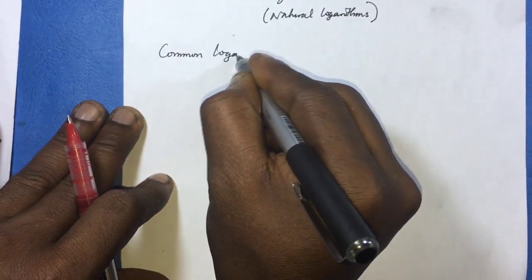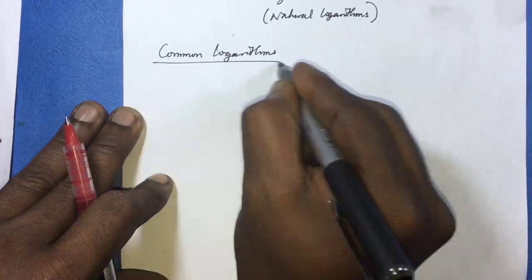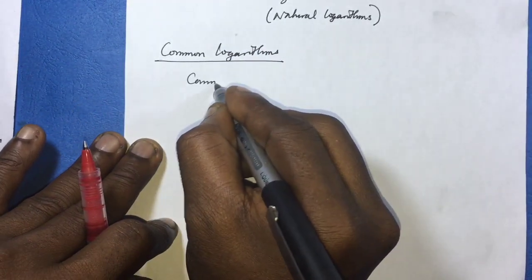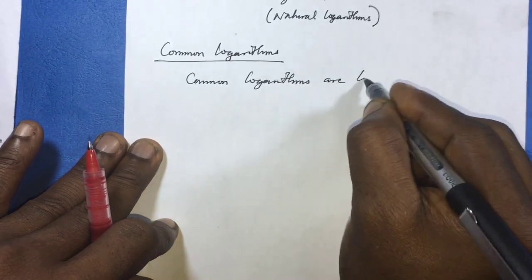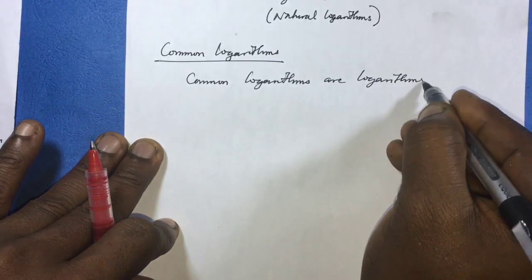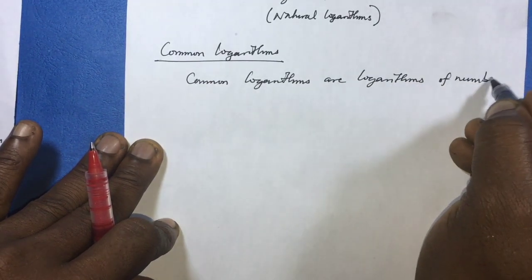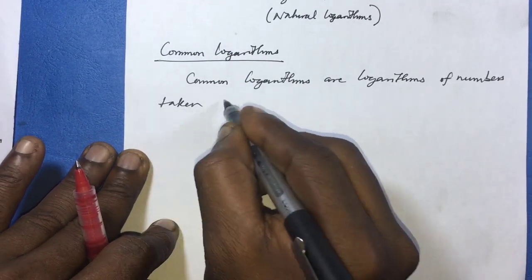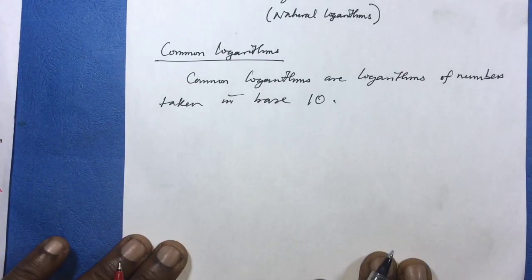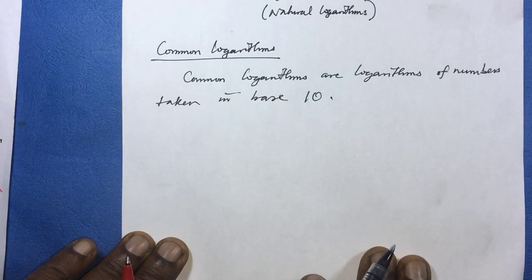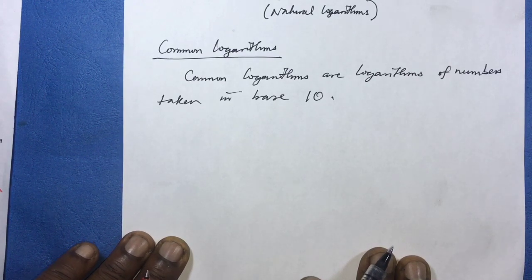So what are common logarithms? Common logarithms are logarithms of numbers taken in base 10. So the logarithm of any number in base 10 is called the common logarithm of that number. I repeat, the logarithm of any number in base 10 is called the common logarithm of that number.